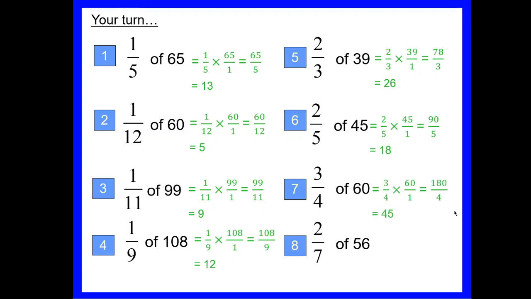Our next one, 3 times 60 is 180, and 4 times 1 is 4. 4 fits into 180 45 times. And finally then, 2 times 56 is 112, and 7 times 1 is 7, and 7 goes into 112 16 times. Make sure you've checked those and made any corrections. So hopefully with the first set, reasonably straightforward numbers. When we get to the slightly more difficult numbers, as I said, you may need to use your bus shelter division to help you with simplifying these top heavy fractions.